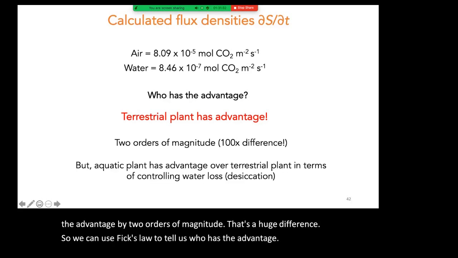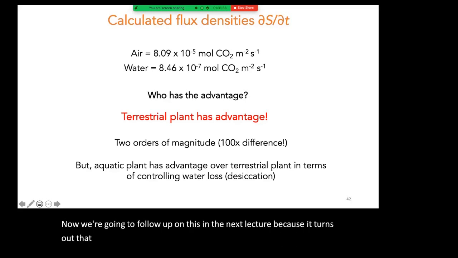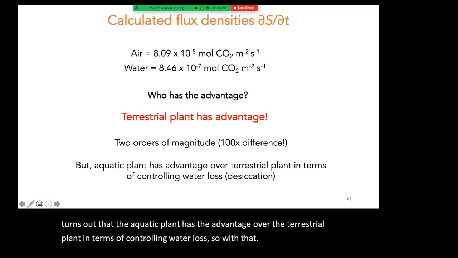Now, we're going to follow up on this in the next lecture because it turns out that the aquatic plant has the advantage over the terrestrial plant in terms of controlling water loss. So with that, a few minutes over and we'll end right there.